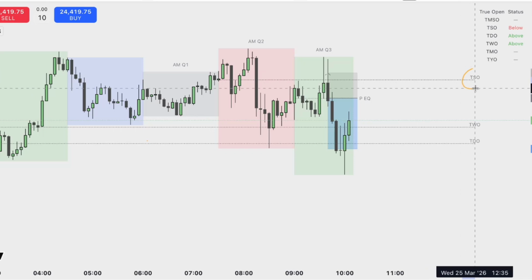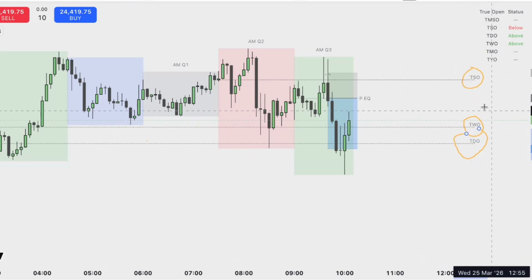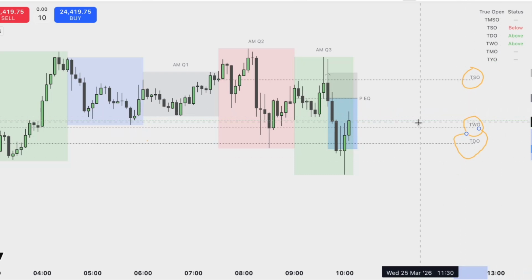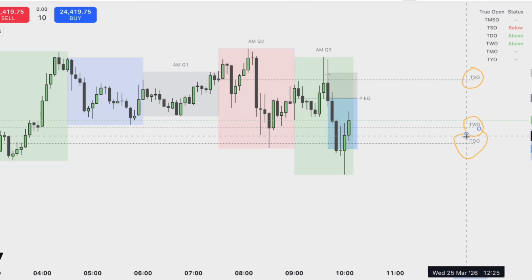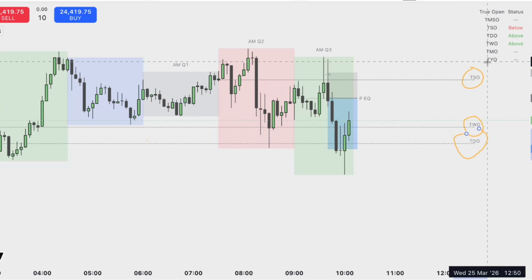Just like this, we have included three main time-based levels, which are true week open, true day open, and true session open. These opens refer to different cycles. True week open refers to the weekly cycle, true day open refers to the daily cycle, and true session open refers to the session cycle, right?